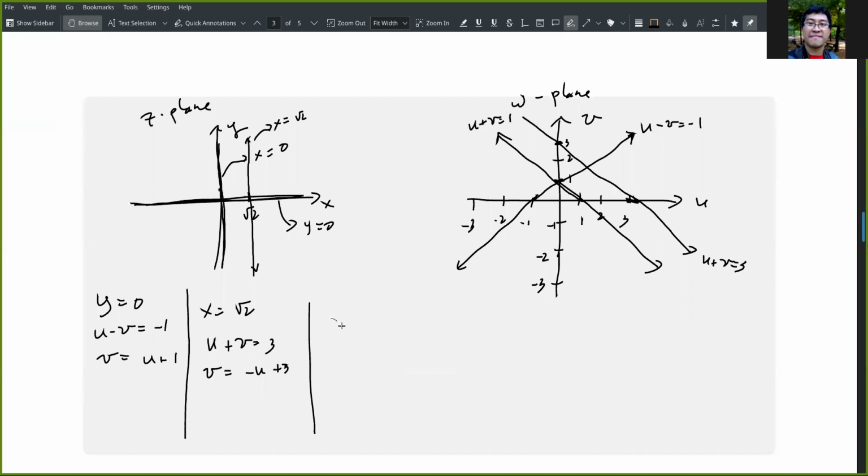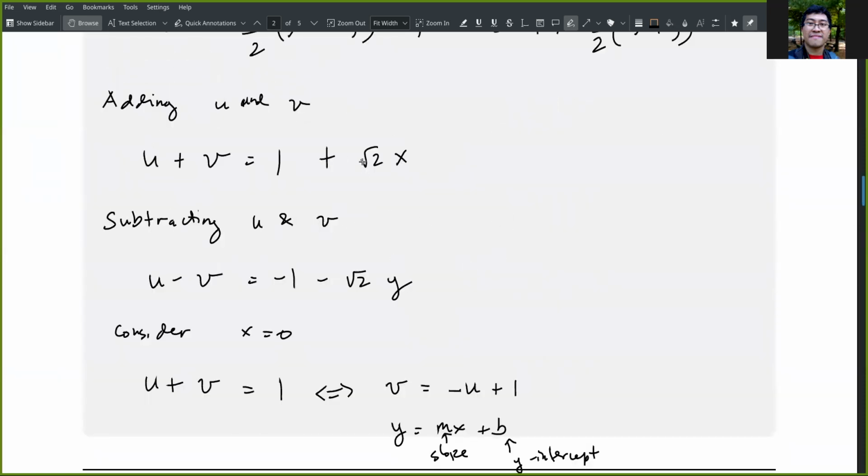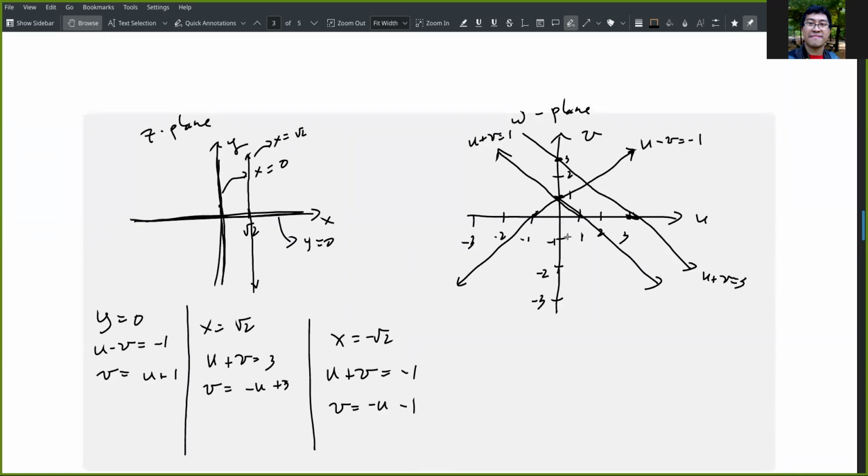Now if you try x equals negative square root of 2, then it becomes u plus v equals, this is negative square root of 2, so this is positive 2, or negative 2, plus 1, that's -1. So it would be v equals negative u minus 1. So it passes through v = -1 here. And if v is 0, u would be -1. So this is that line. Okay, u plus v equals -1.